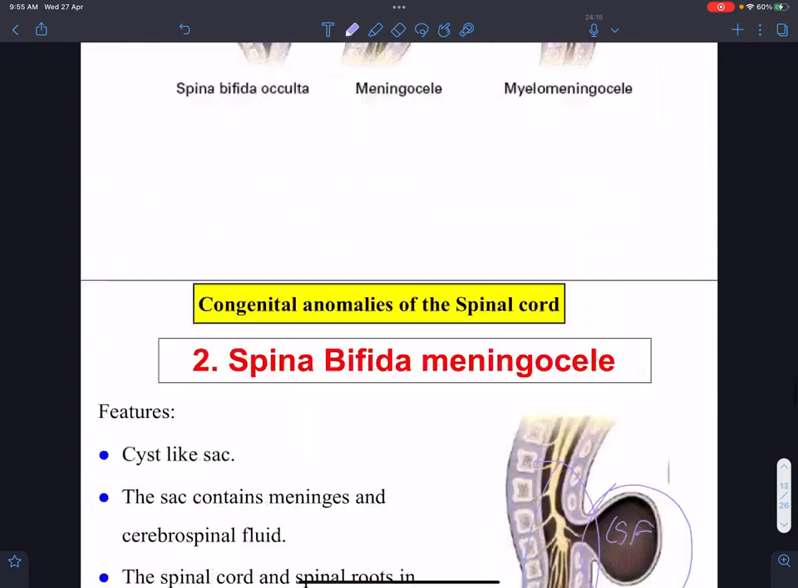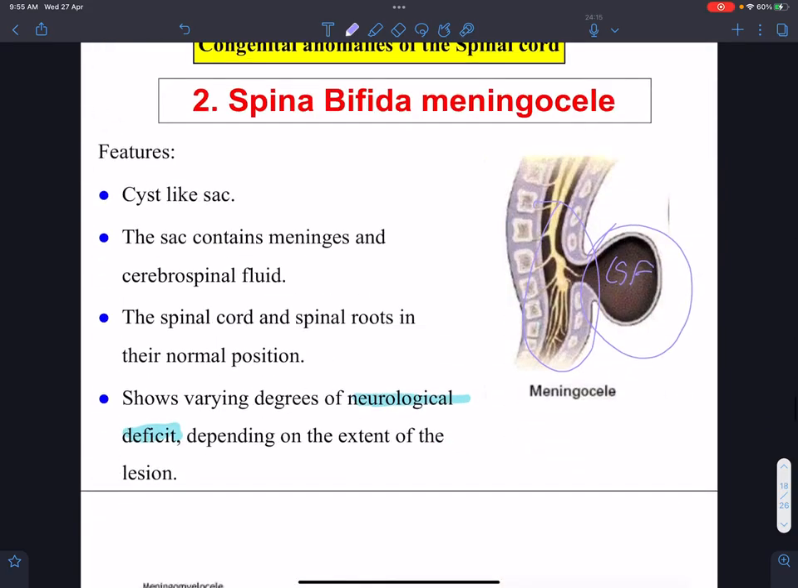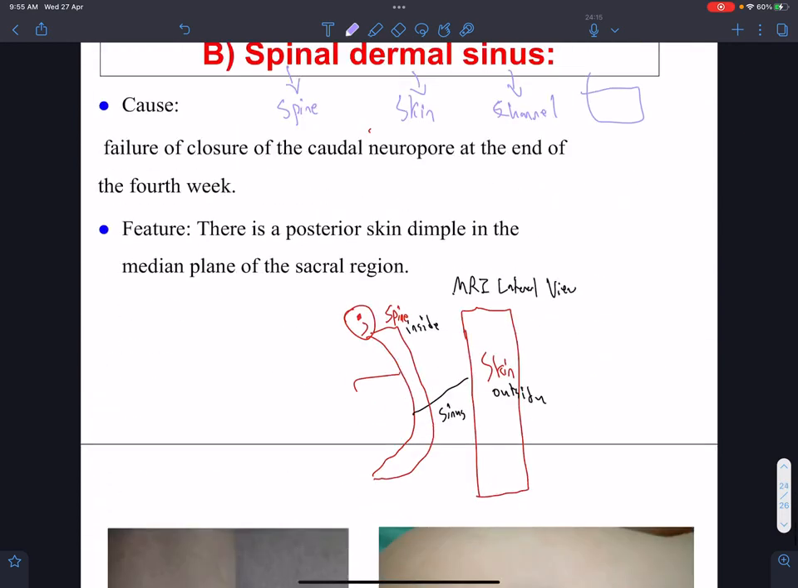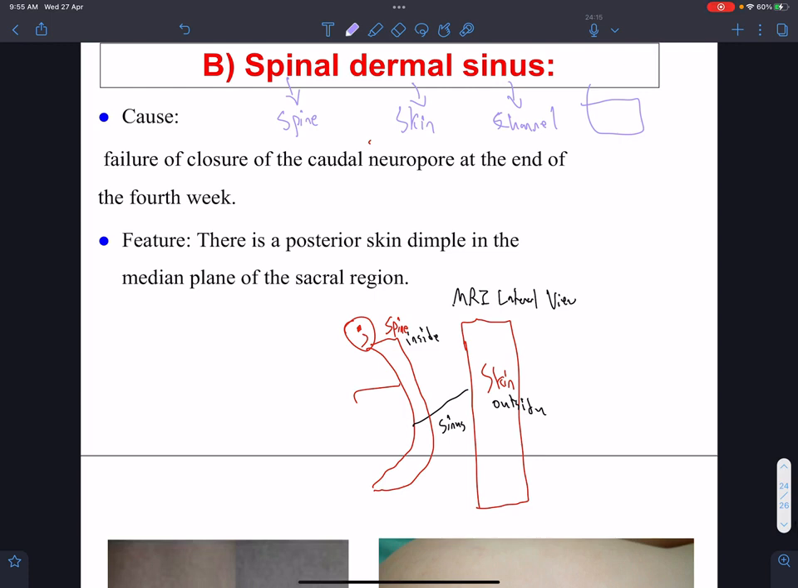If there is a gap in the neural tube, there will be adhesion between the skin and the spinal cord, meaning the surface ectoderm with the neuroectoderm. And if adhesion happens, there will be formation of a sinus, this sinus right here, extending from the spine on the inside all the way to the skin on the outside. And this is what you would see on MRI, lateral view. You don't have to know it, but just for explanation.